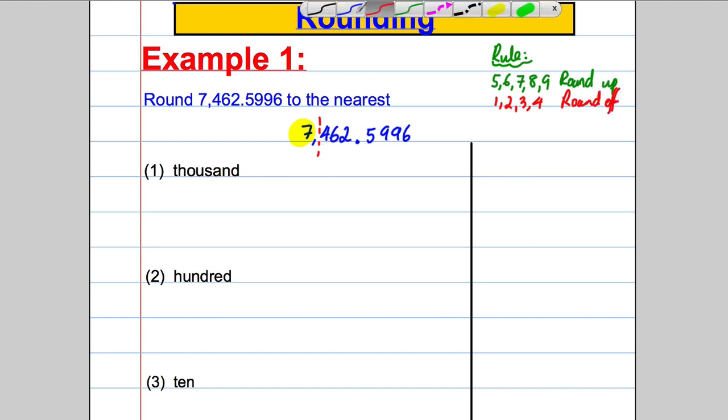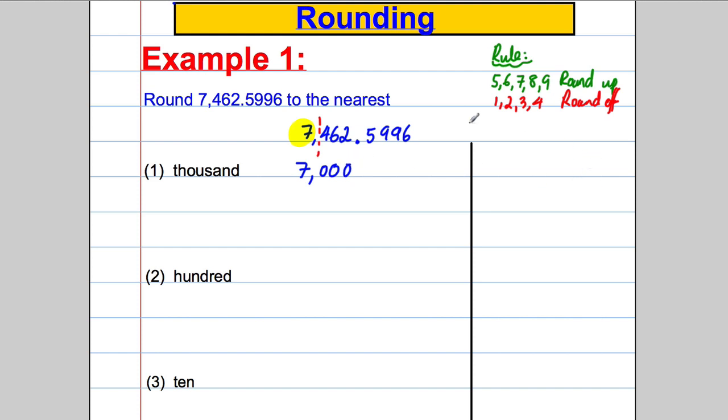So let's go back to our example. We look at the digit after the column we're interested in. It's a 4, so we round off. What that means is you keep the 7 as it is, and then everything else would be zeros. You round off that number. You keep the digit as it is and put all zeros after.